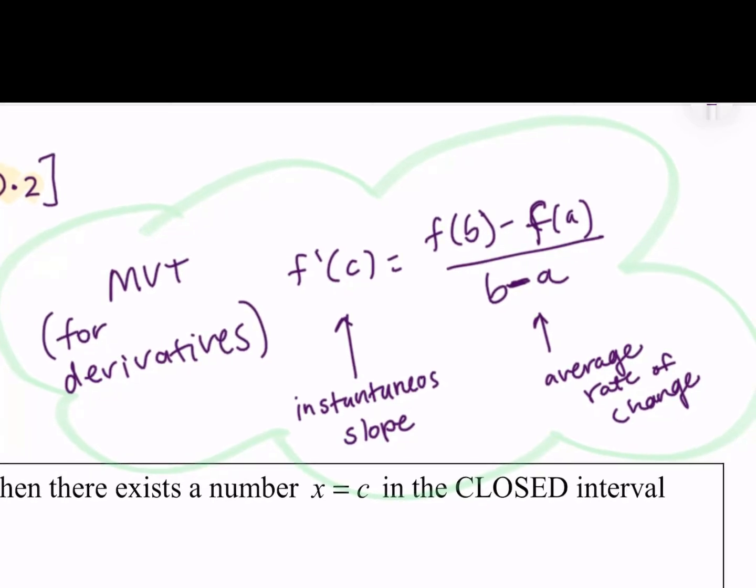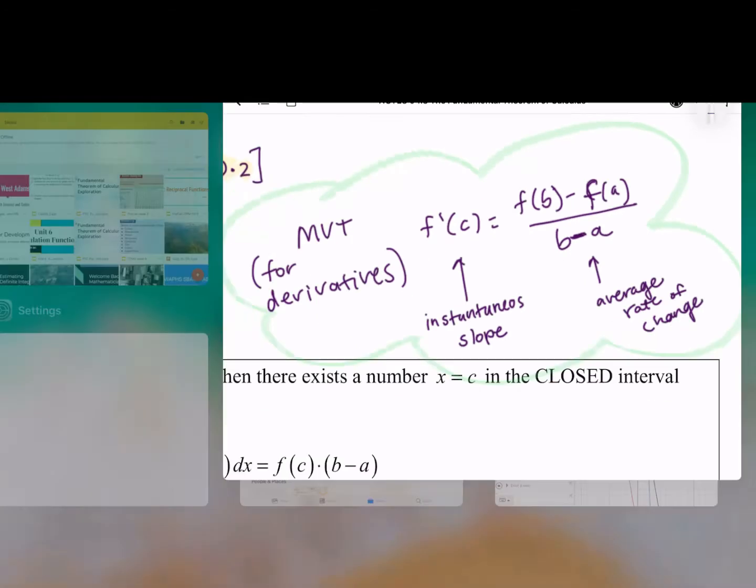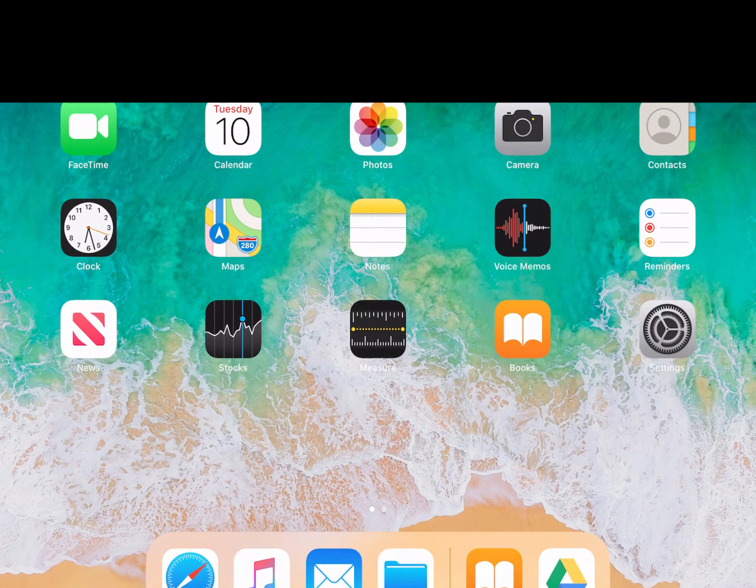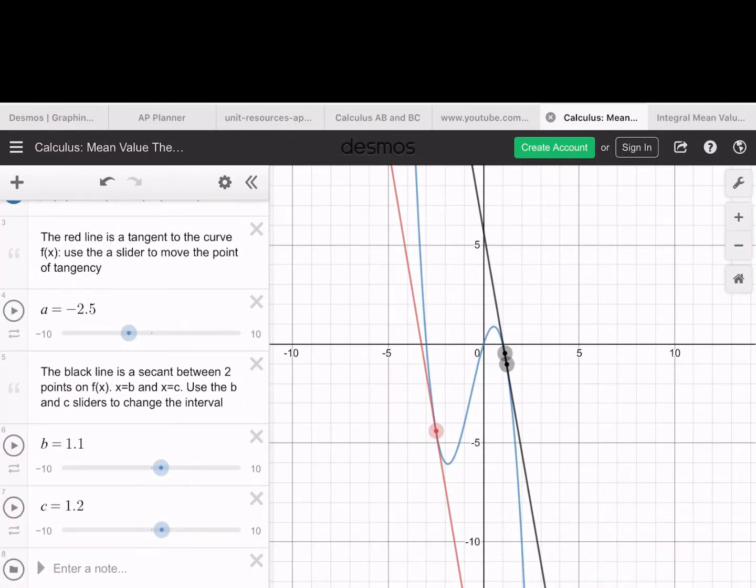So the mean value theorem for derivatives is when the instantaneous slope is equal to the average rate of change. It says that if we have a continuous and differentiable function, then there exists some point c for which the instantaneous rate of change equals the average rate of change. You can always figure out what that value is by setting the two equal to each other. We can observe that in Desmos right here.